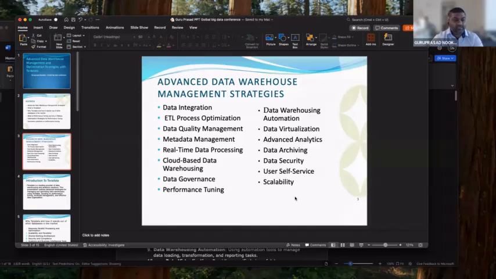And the last but not the least is scalability. Scalability is designing the data warehouse infrastructure to handle increasing volumes of data and more complex queries. So scalability also plays a major role, as we can expect that the business will grow. As the business grows, your company data will also grow. During that time, it is easy to scale up and scale down based on the data volume that is coming into your company.